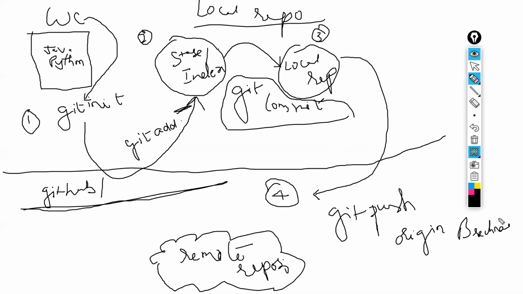So let's say now we have the code in remote repository. Now the next thing is we need to get the code. Let's say the other developer has pushed the code in the remote repository. We need to get the code into a working copy. So what exactly do we do? So from remote repository to local repository, we have a command called git pull. What is it? Git pull.